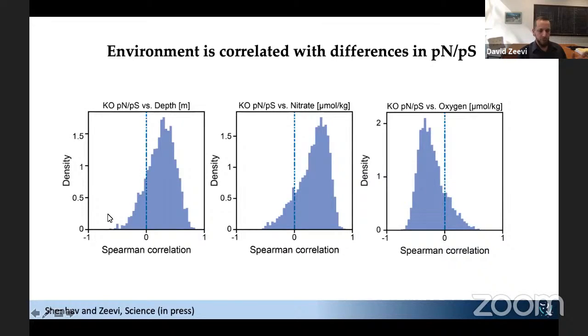And coming from the world of human microbiome, I hardly ever saw correlations as high as we've seen here. So we're seeing predominantly positive correlations between PNPS and nitrate, predominantly positive correlations between PNPS and depth, and negative correlations between PNPS and oxygen, meaning that in shallow depths, and in low nitrate concentrations, there is low PNPS, meaning higher conservation.